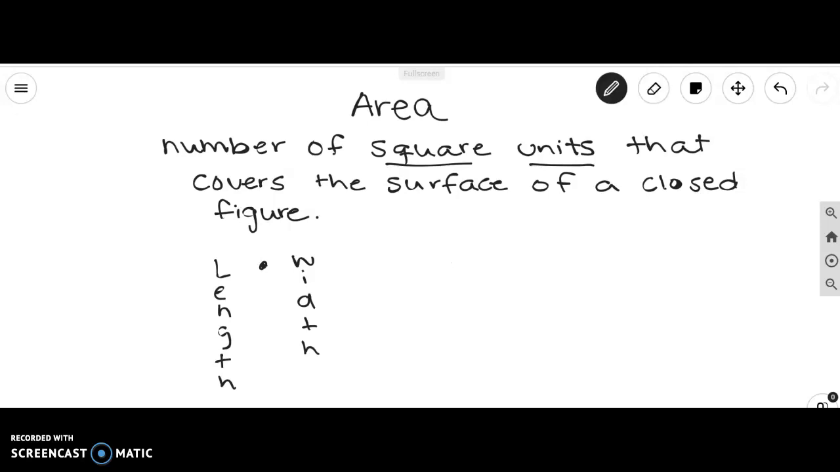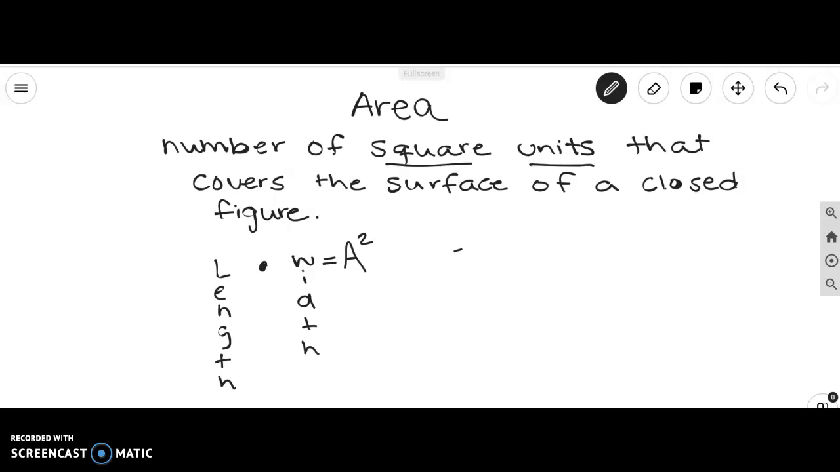So in the mathematical world, they have made a dot, and this dot means multiplication. So when we multiply the length or the long piece, we're going to multiply it by the width or the wide piece. And it is going to equal area squared. So we're going to have a number and it's always going to be squared. So area is always squared.